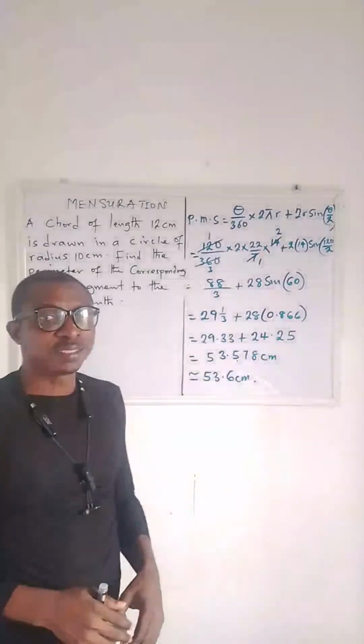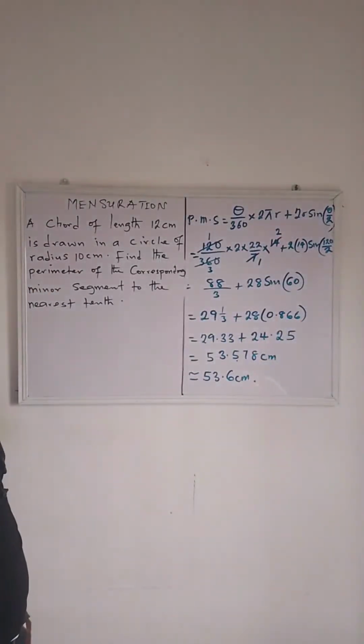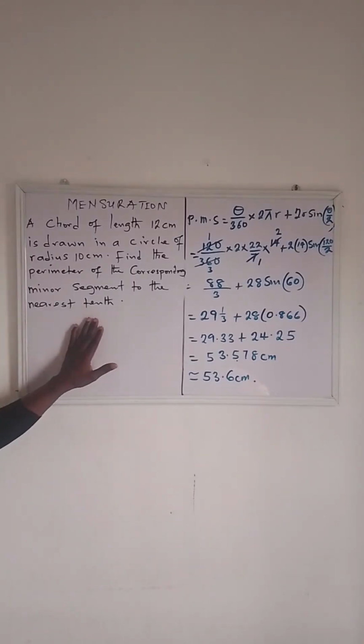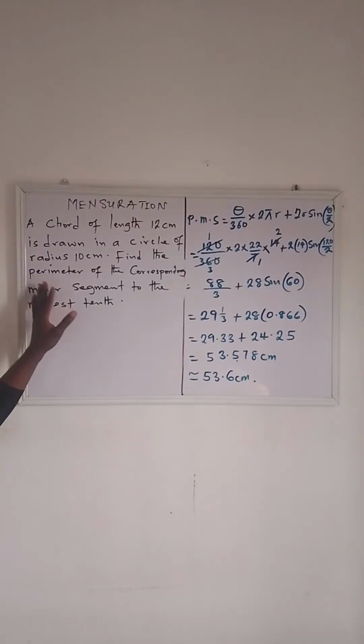Now, can we see the next question? A chord of length 12 centimeter is drawn in a circle of radius 10 centimeter. Now find the perimeter of the corresponding minor segment to the nearest tenth. Yes, so we want to find the perimeter of the minor segment.